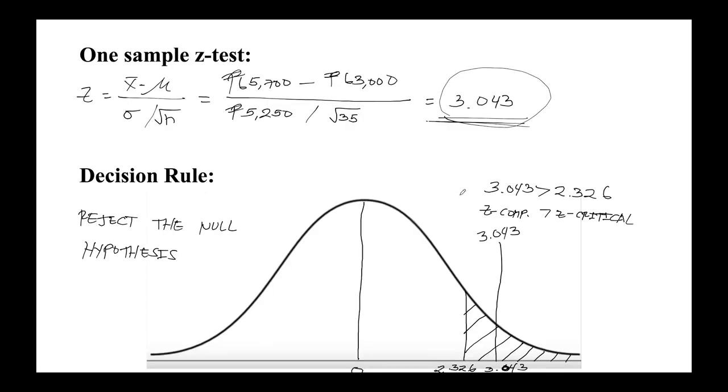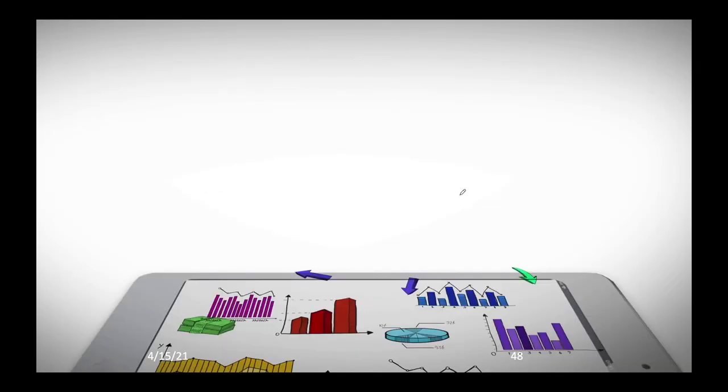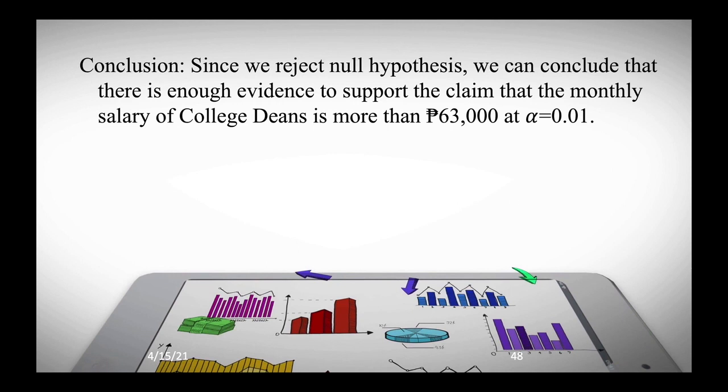Therefore, okay to, ang ating magiging conclusion will be, since we reject null hypothesis, we can conclude that there is enough evidence to support the claim that the monthly salary of college deans are more than 63,000 pesos at alpha level 0.01.